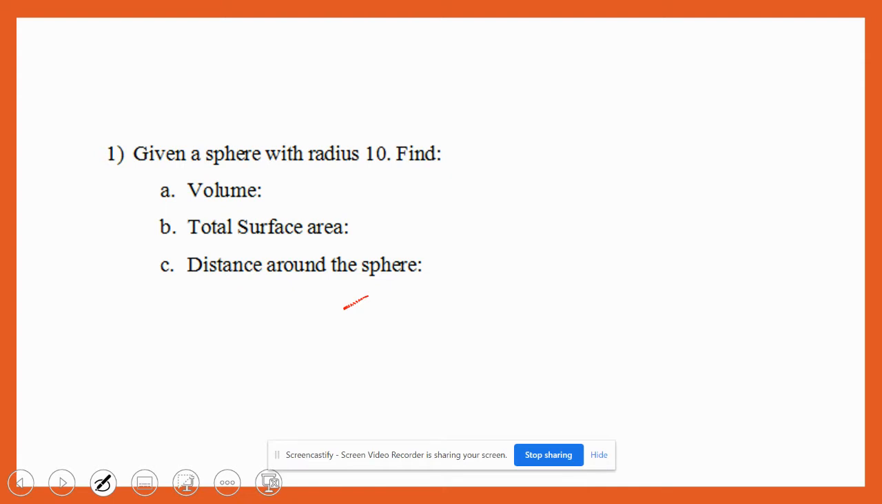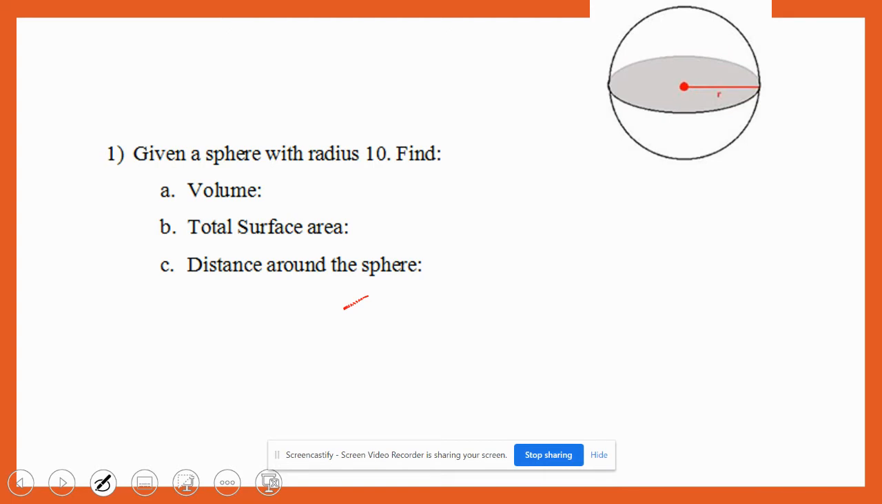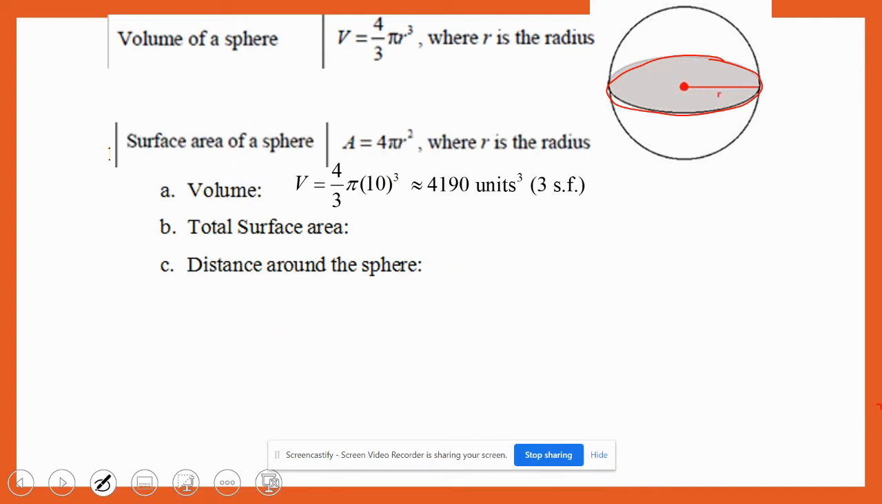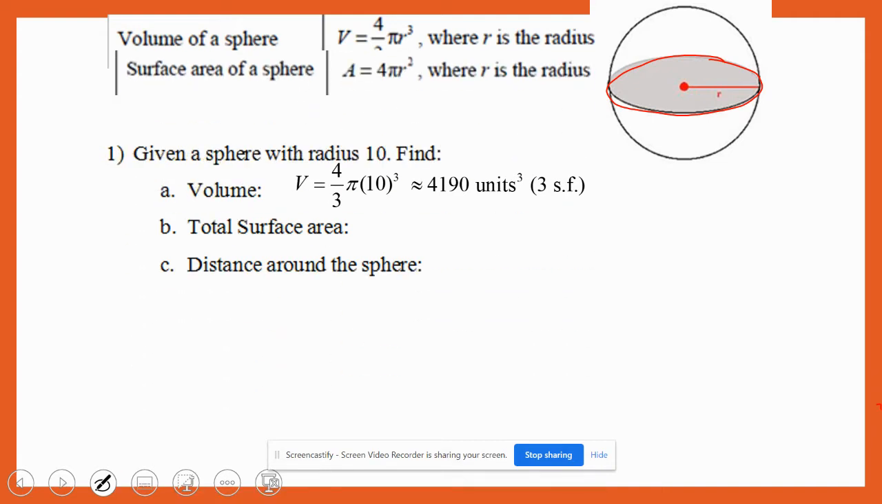Given a sphere with radius 10. The best way to draw a sphere is to make a circle and then make this little ellipse on the inside. So the volume formula, 4/3 pi r cubed. In this case, 4/3 times pi times 10 cubed, 4,190. Surface area is basically 4 circles, 4 pi r squared. So one of the circles is 100 pi. There's 4 of them. That's 400 pi or 1,260. Whatever your units are, they're squared.